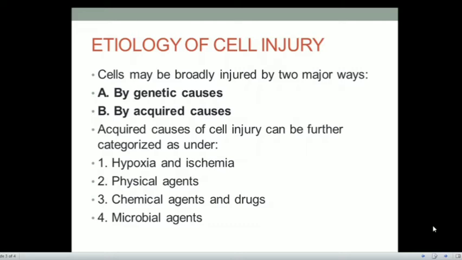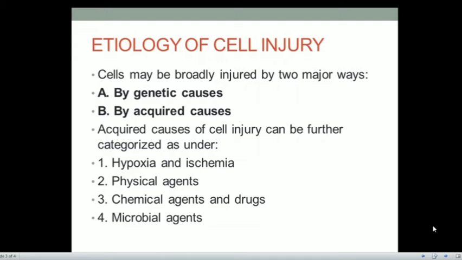Based on the underlying agent, the acquired causes of cell injury can further be categorized as follows. First is hypoxia and ischemia. Cells of different tissues essentially require oxygen to generate energy and perform metabolic functions. Deficiency of oxygen, or hypoxia, results in the failure to carry out these activities by the cells.